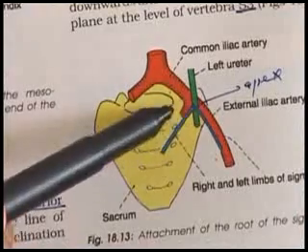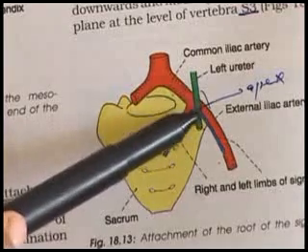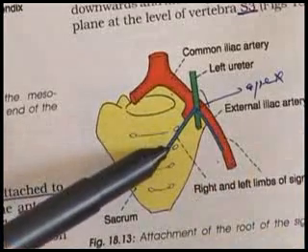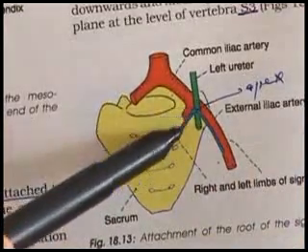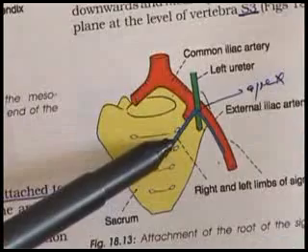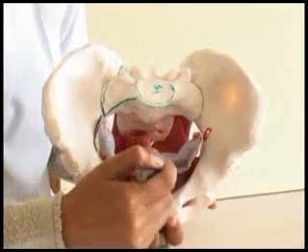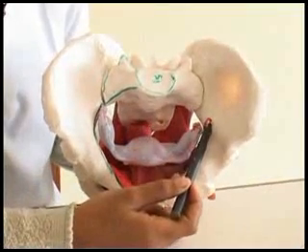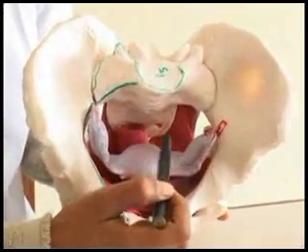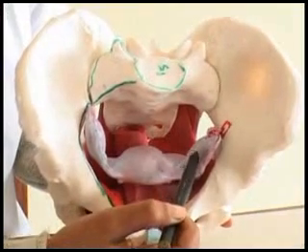Only on the left side, the brim of the pelvis is crossed by the medial limb of the pelvic mesocolon. The pelvic mesocolon is V-shaped. The medial limb crosses the pelvic brim and contains the superior rectal vessels. The pelvic brim is crossed by the ovarian vessels only in females. These ovarian vessels supply the ovary and also the lateral part of the fallopian tube.